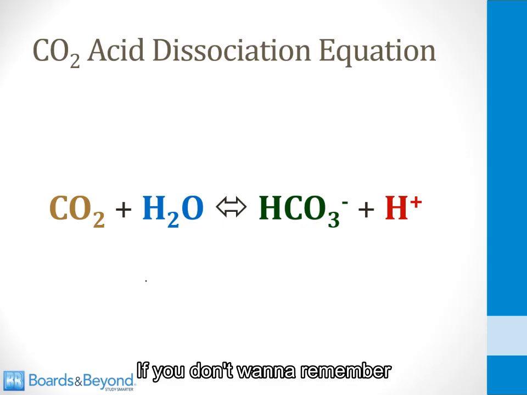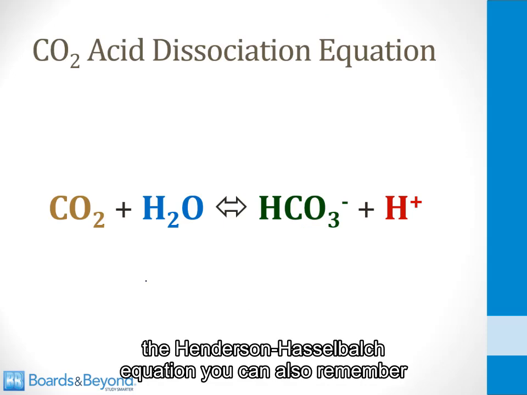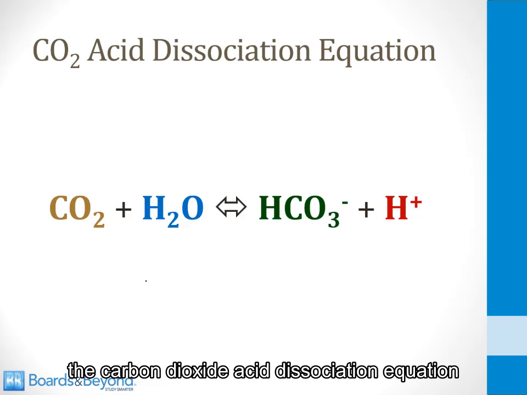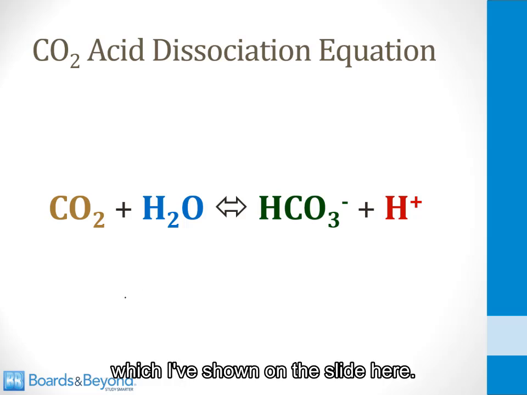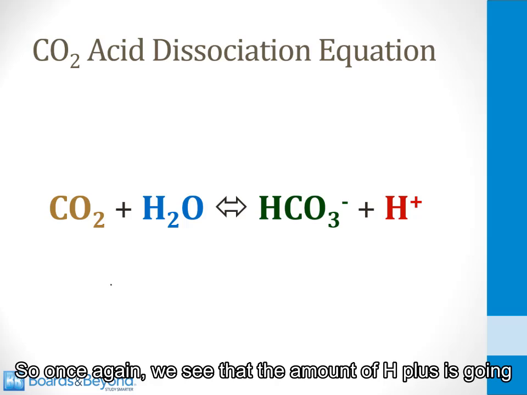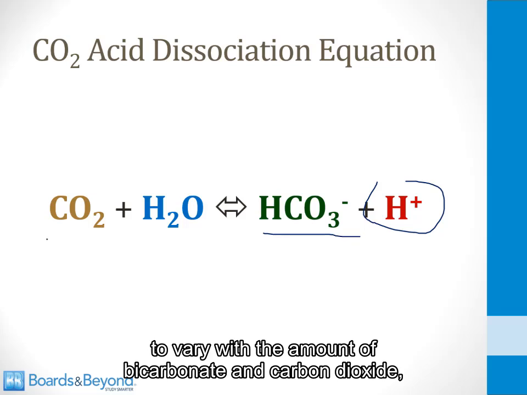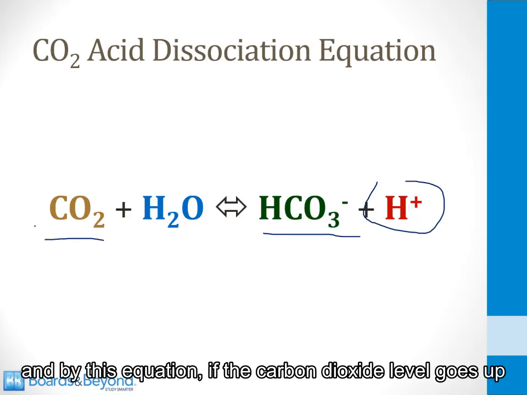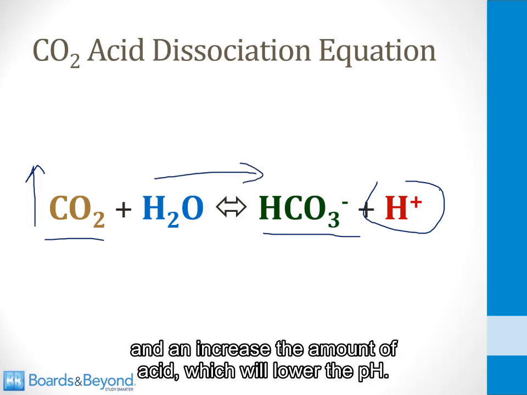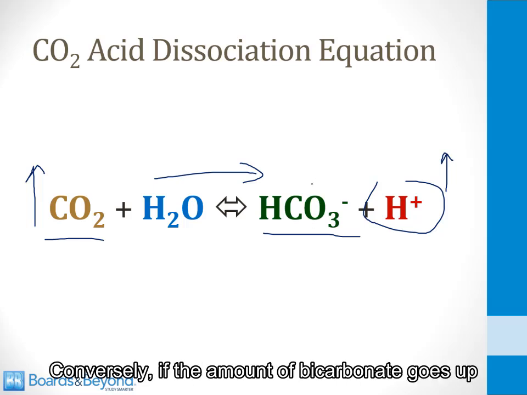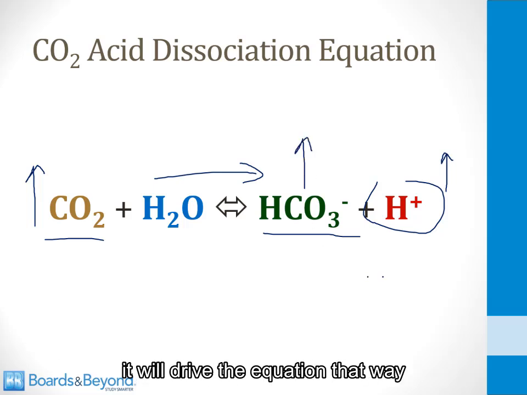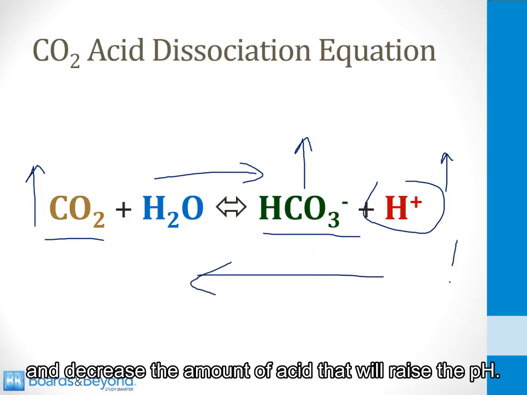If you don't want to remember the Henderson-Hasselbalch equation, you can also remember the carbon dioxide acid dissociation equation, which I've shown on the slide here. Once again, we see that the amount of H+ is going to vary with the amount of bicarbonate and carbon dioxide. By this equation, if the carbon dioxide level goes up, it will drive the equation this way and increase the amount of acid, which will lower the pH. Conversely, if the amount of bicarbonate goes up, it will drive the equation that way and decrease the amount of acid. That will raise the pH.